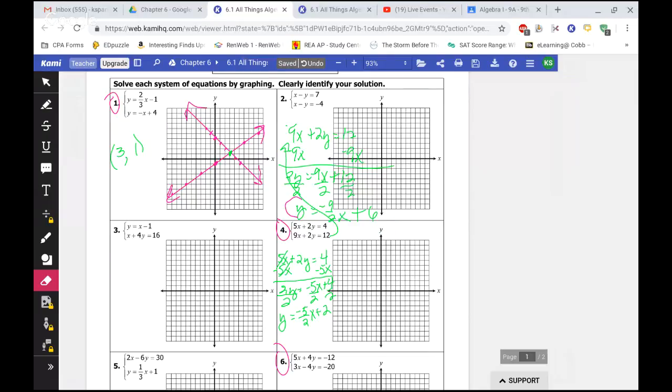So now we have this one. I'm going to bring this one down here and write y equals negative 9 halves x plus 6. And I'm going to erase this so that doesn't get confusing. And everybody think that that's for number 2.